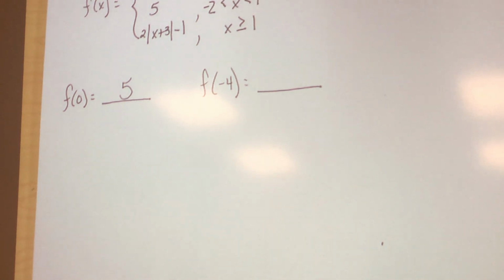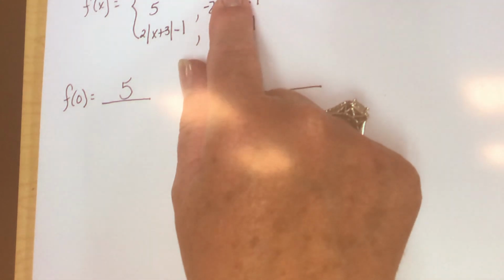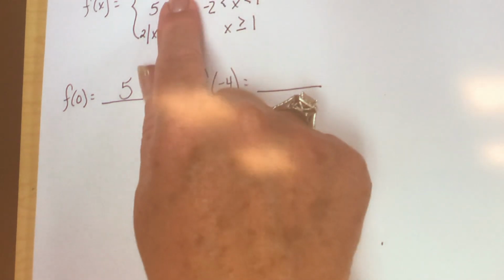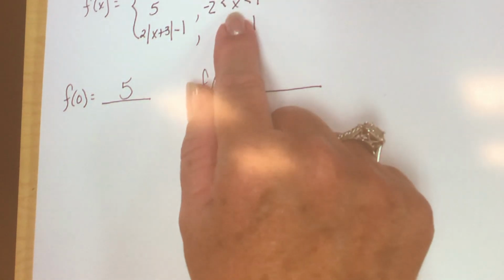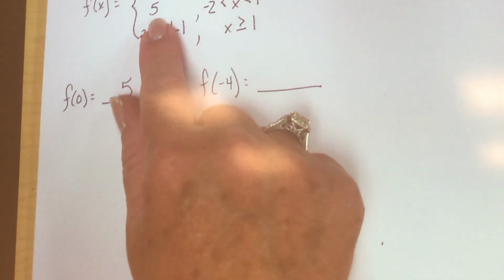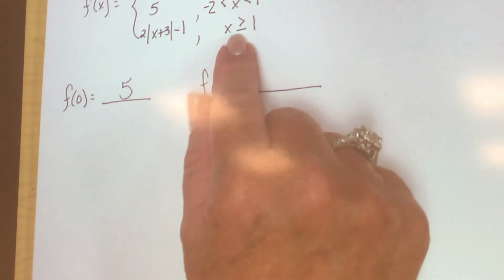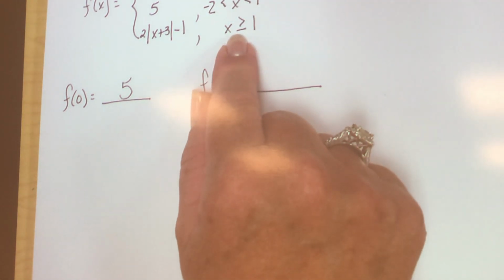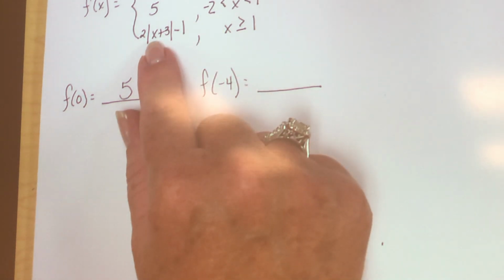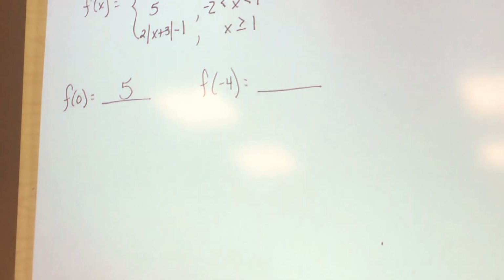Look at the inequality. No, you have to look at the inequality and see which one he satisfies. Okay? -4. Is he less than or equal to -2? Then that's the equation I have to use. Is he between -2 and 1? No. You can't use that equation. This is only for the x's that are between -2 and 1. Is he greater than or equal to 1? No, you can't use this equation, because it's only for the x's that are greater than or equal to 1.